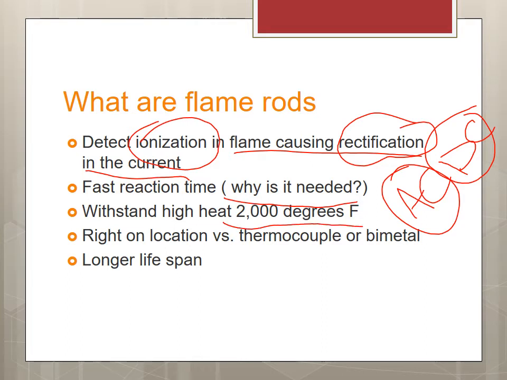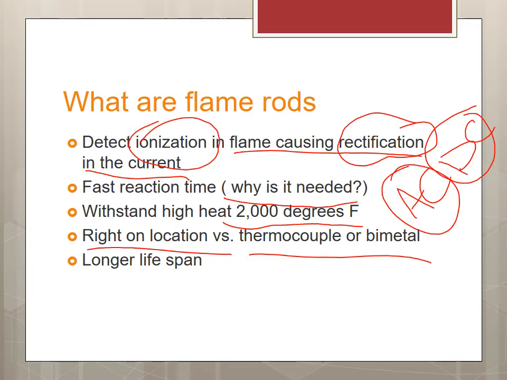That's magnificent because we want the flame rod to be inside the flame, touching the flame, and the temperature there can get up to 2000 degrees Fahrenheit. And we did say also it's a pressure vessel, so pressure can build up more heat. They can be right on location. They're not looking at the flame, and they're not away from the flame. They're inside the flame, so they will tell you the intensity of the flame while it's burning.